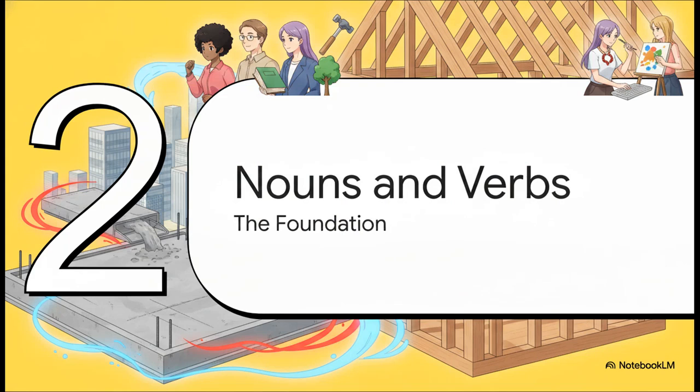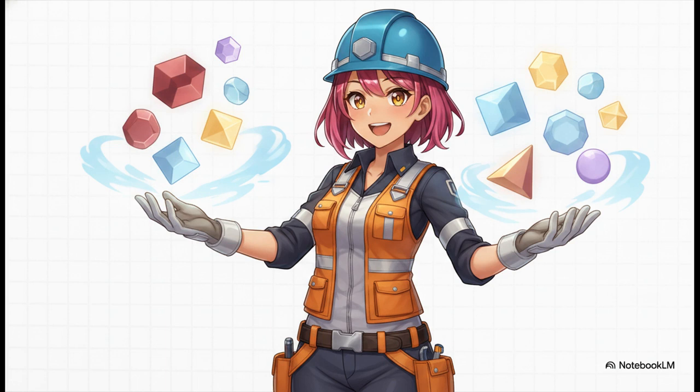Which brings us to Section 2, Foundation, Nouns and Verbs. You literally cannot build a sentence without these 2 essential materials. They are the concrete slab and the wooden framing of our grammar house. First up, we have nouns. Think of nouns as the physical bricks, the materials themselves. A noun names a person, a place, a thing, or even an idea. They tell the listener exactly who or what is acting or being acted upon. Words like Jacob, bungalow, courage, or Chicago, these are all nouns. They're the solid objects in our grammatical world.